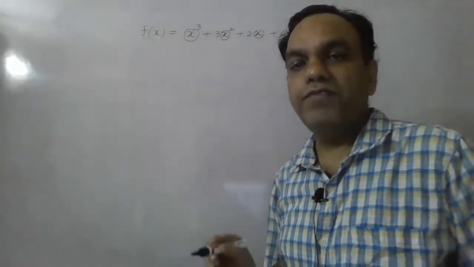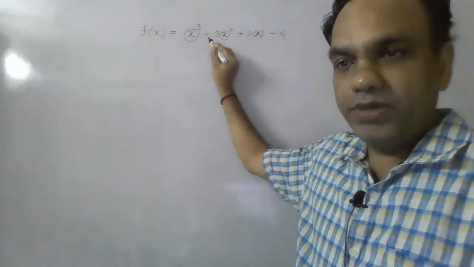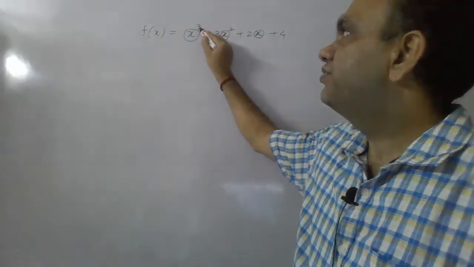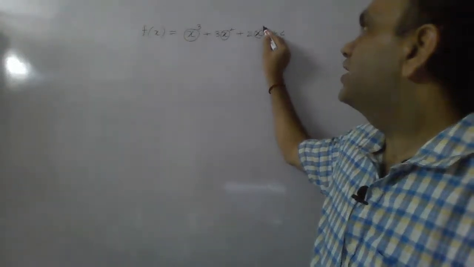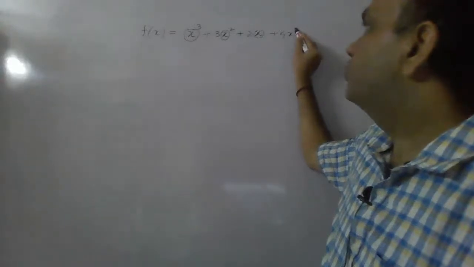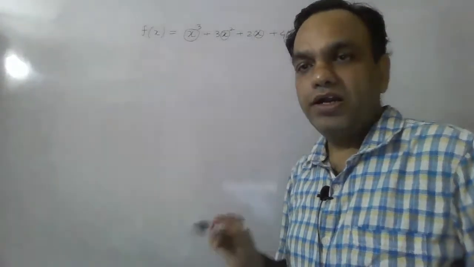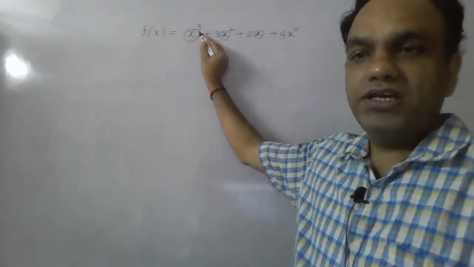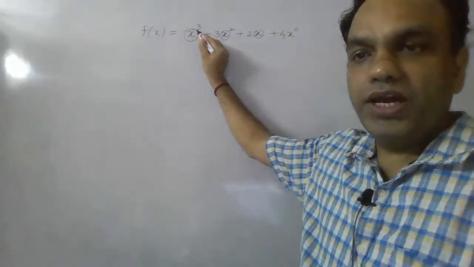The highest power of a polynomial is known as the degree of a polynomial. Here, if you look, the power of x is 3, the power of x is 2, the power of x is 1, and here you can say the power of x is 0. So the highest order of this particular polynomial is 3. So it has degree 3. The largest power is known as the degree.